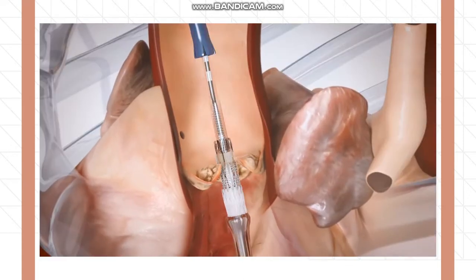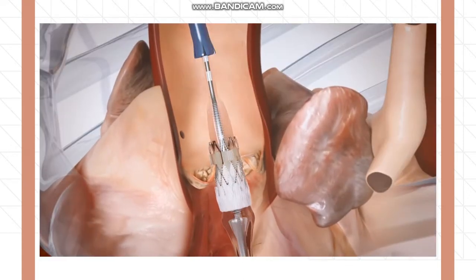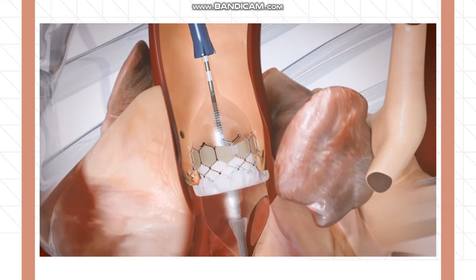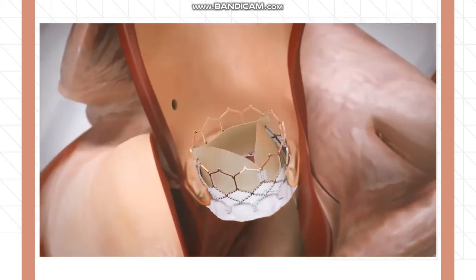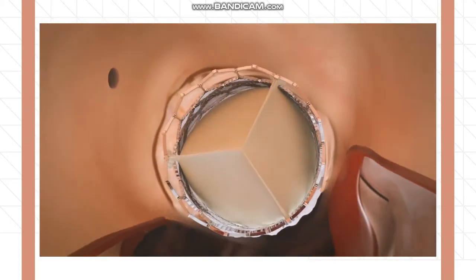And it has a very, very good acute result. The risk of dying, of having a stroke, is dramatically lower than open heart surgery. And 90% of our patients now who have this go home on the second day after the procedure.